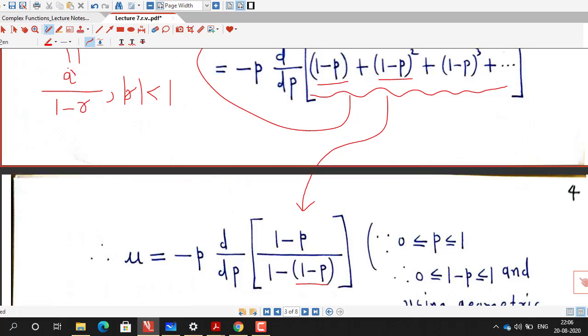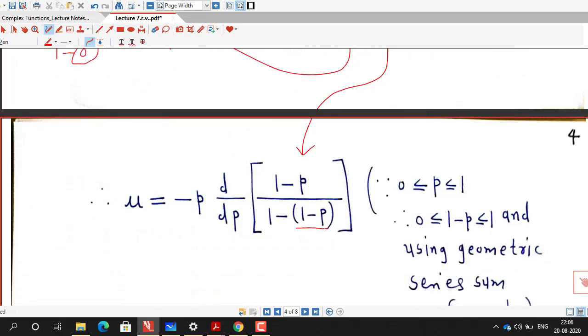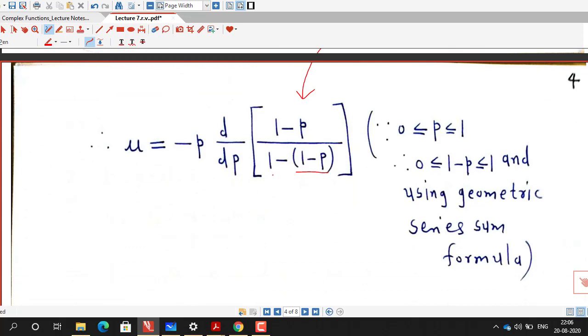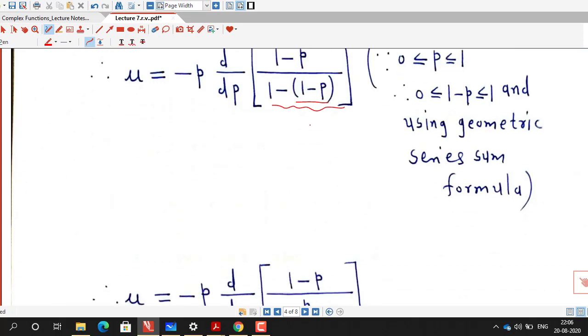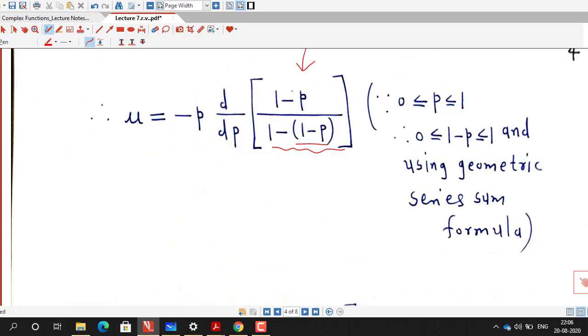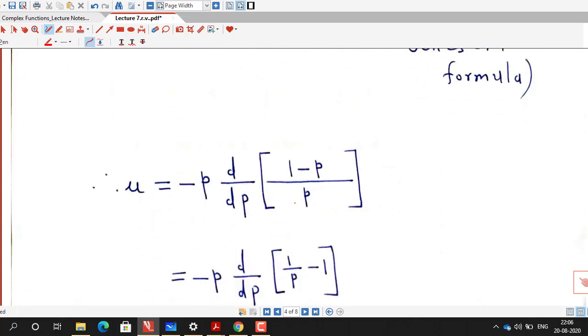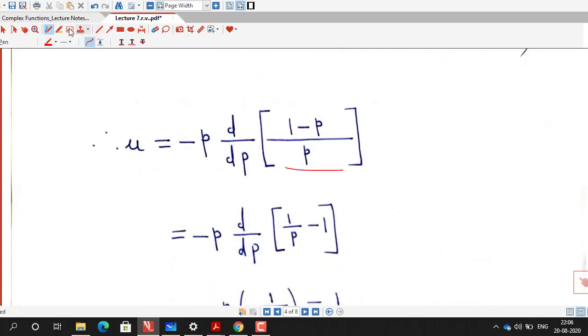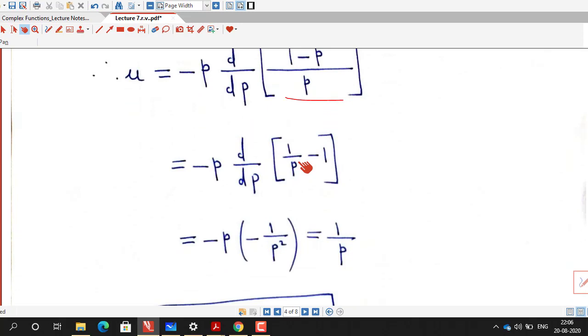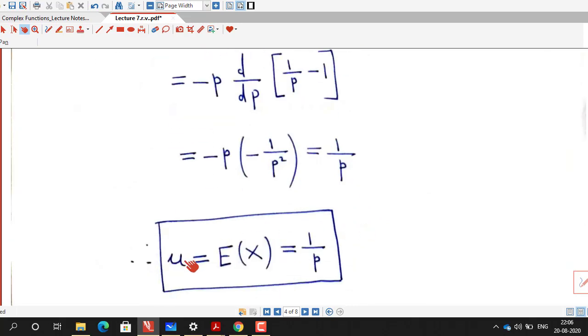Okay, so using this geometric series with a equal to 1 minus p and r equal to 1 minus p, and if you simplify this, 1 will cancel out and we will have small p in the denominator. So this is minus p d by dp of 1 minus p divided by p, and this I can rewrite as 1 divided by p minus 1, and if we differentiate, the derivative of 1 by p is minus 1 by p square and the derivative of 1 is 0. So we obtain 1 upon p. So the expected value of capital X is 1 by p.